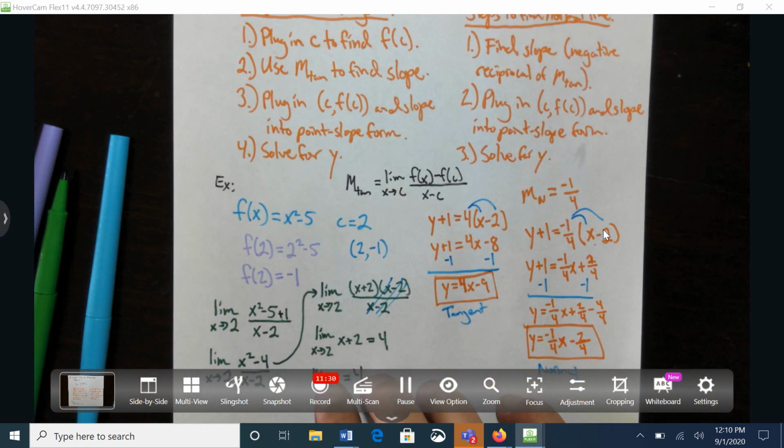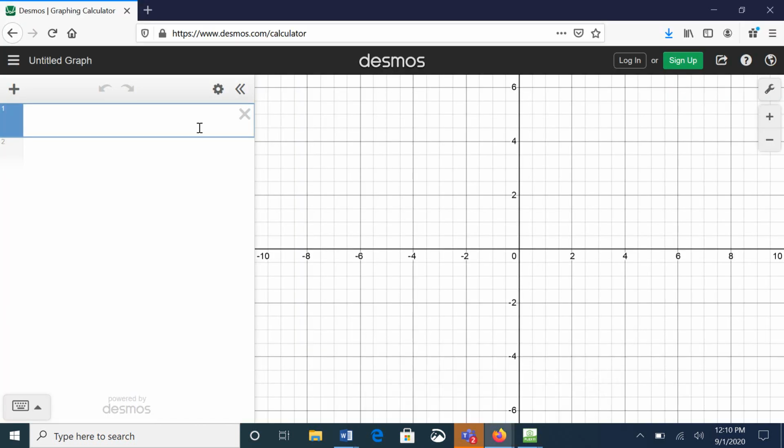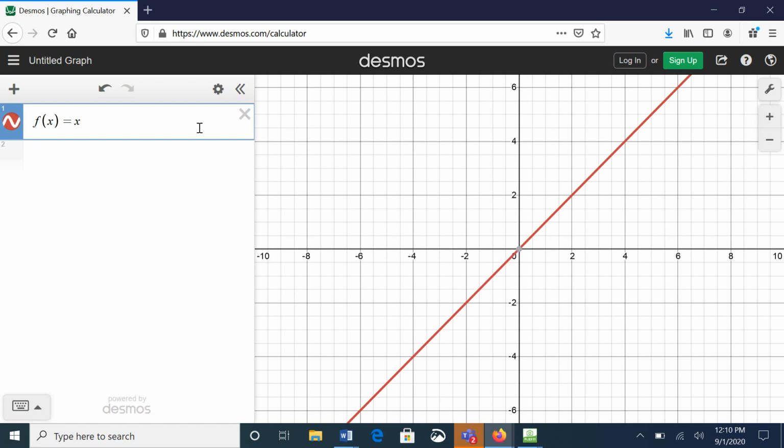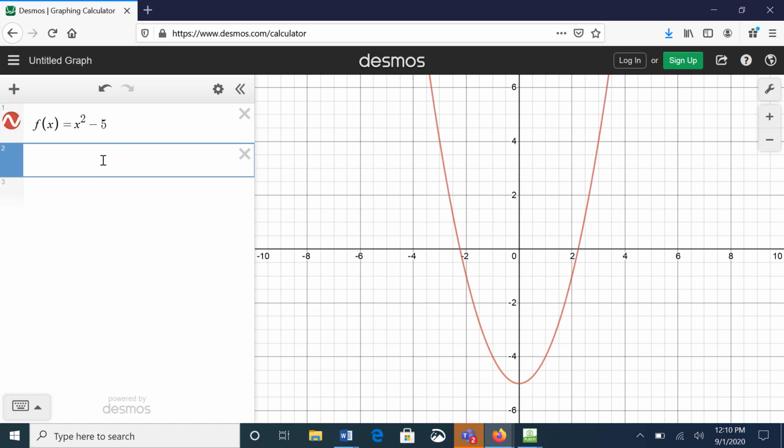Okay. So let's see here. What am I doing? So this is our original function here, this x squared minus 5, and our point of concern, well, let's find our tangent. G of x is equal to 4x minus 9. Aha!